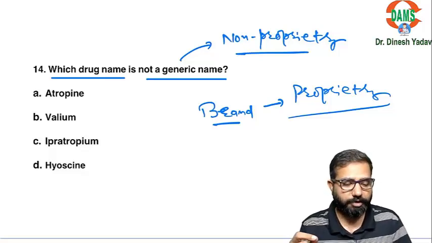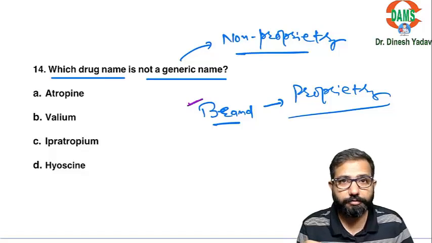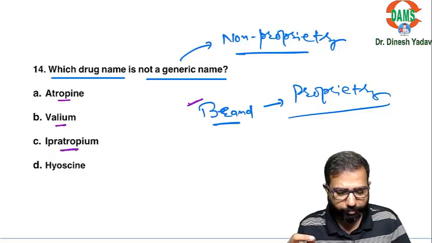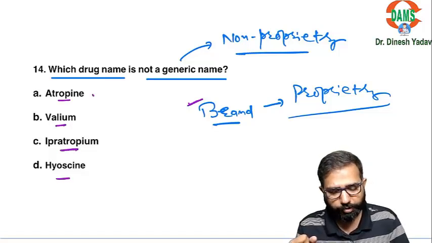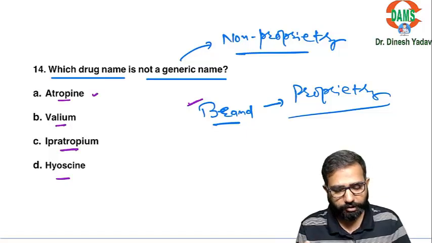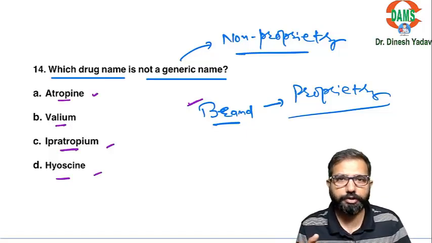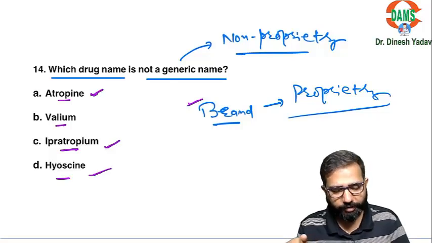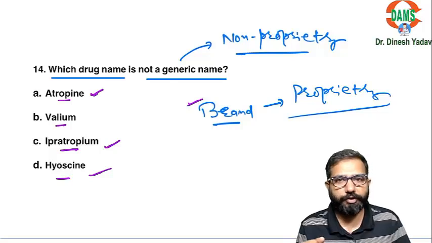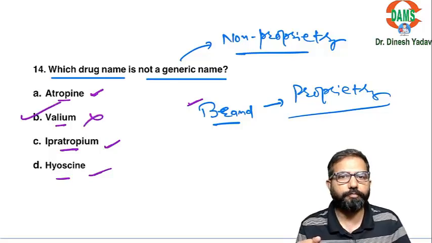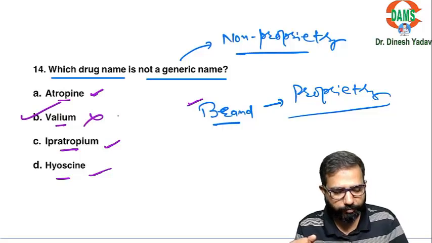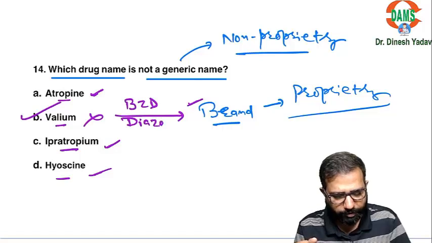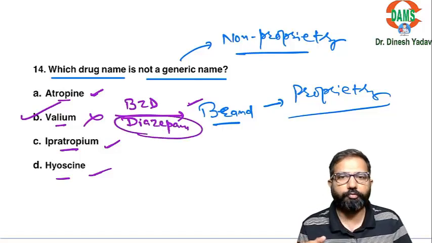Brand names are given by the pharma companies, and these you will learn in practice. Which is the brand here? Atropine, Valium, Ipratropium, Hyoscine. Atropine we hear about and study in the books. Ipratropium is a bronchodilator. Hyoscine is used for motion sickness. All these we know; these are generic names. But Valium, we don't know, which means it is not a generic name. It's a brand name. Valium is a brand of the benzodiazepine diazepam.